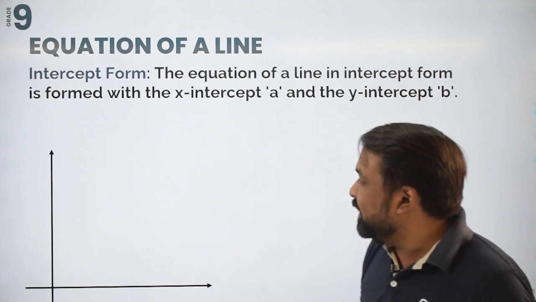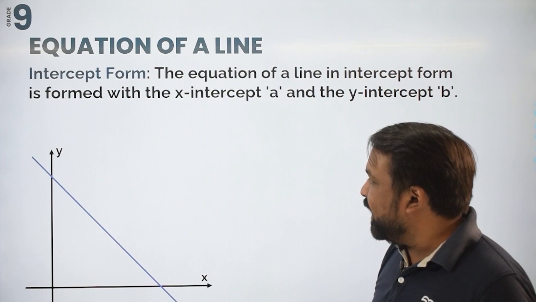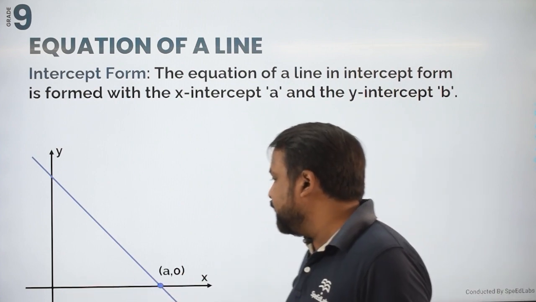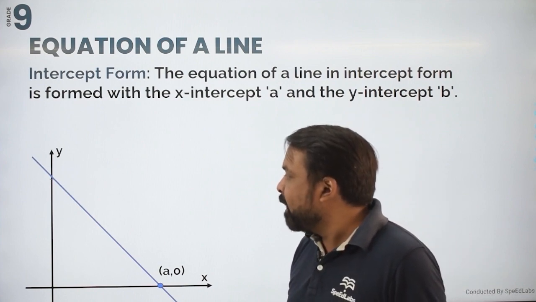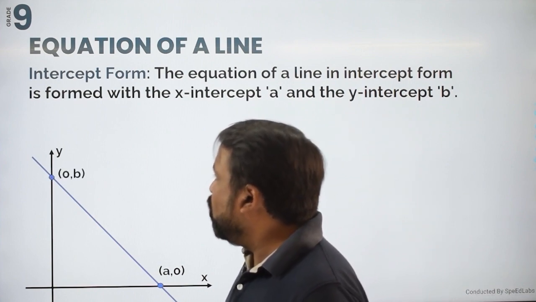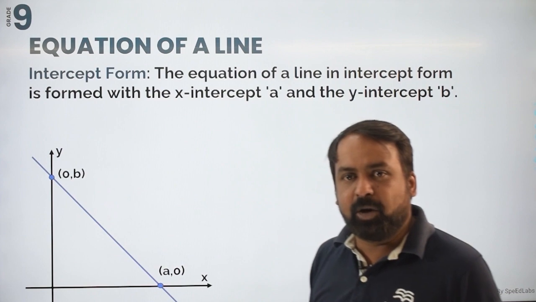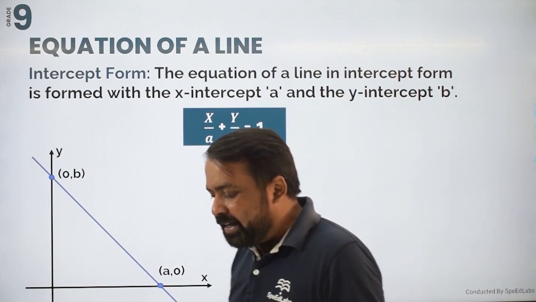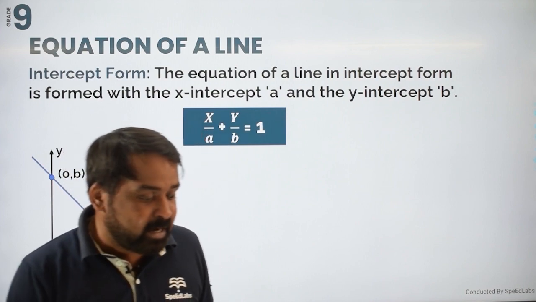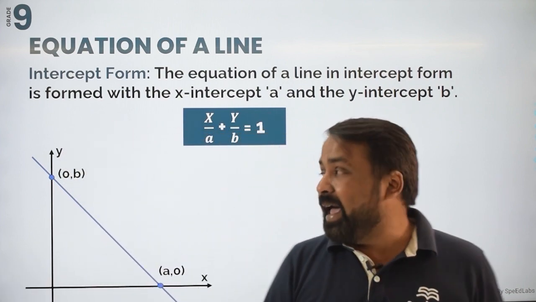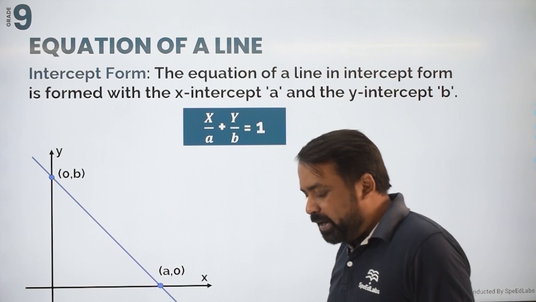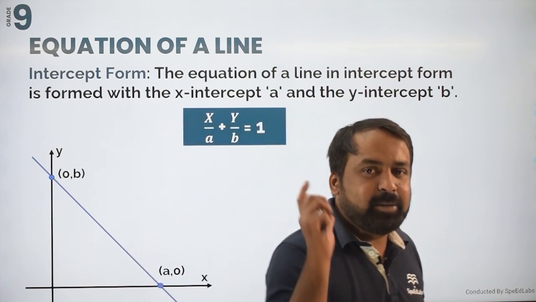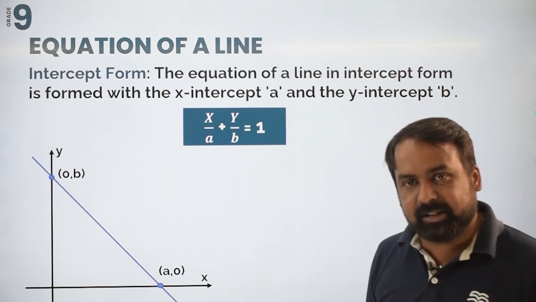You can see that this is the x-axis and this is the y-axis, and this is a line. This point is a comma 0 because the intercept on the x-axis is a. The next one is 0 comma b because the intercept on the y-axis is b, let us suppose. So directly we can find the equation of the line by using the intercepts only. x upon a plus y upon b is equal to 1. This will be the equation of the line if you know the intercepts on the x-axis and y-axis.